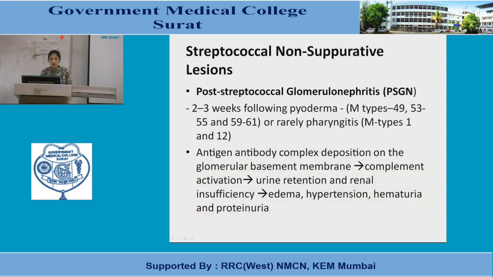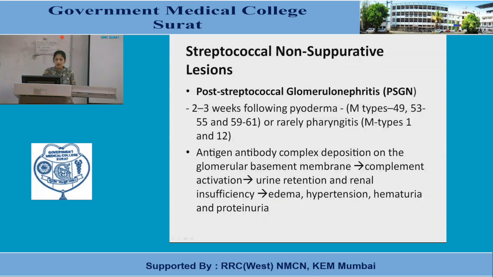Now, another non-suppurative streptococcal condition is post-streptococcal glomerulonephritis. Here there is previously some skin infection. Two to three weeks following pyoderma, acute glomerulonephritis may take place in the body. The M types responsible for this PSGN are 49, 53 to 55, 59 to 61. These are all different strains of the streptococci as per their M protein, and rarely the pharyngitis-producing strains like M type 1 and 12.